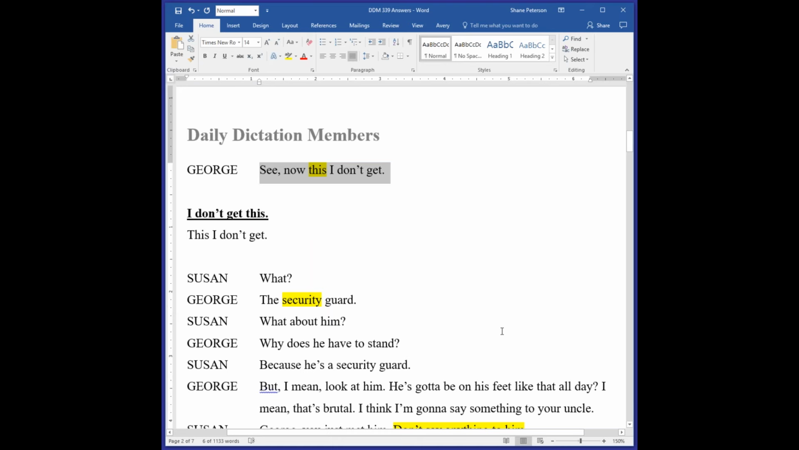See, now this I don't get. Better, even more. See, now this I don't get. Perfect, perfect. Security, security. Good, very good. It's a cure. You know the British band The Cure? Yes? Yeah, The Cure. Secure. Security. Security.